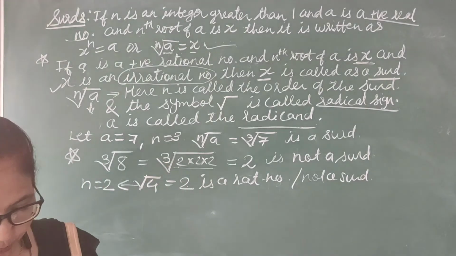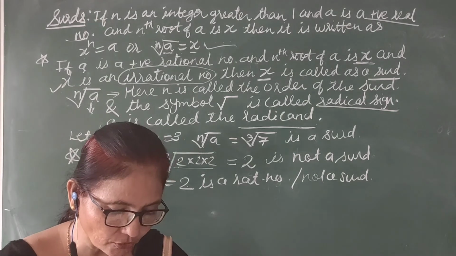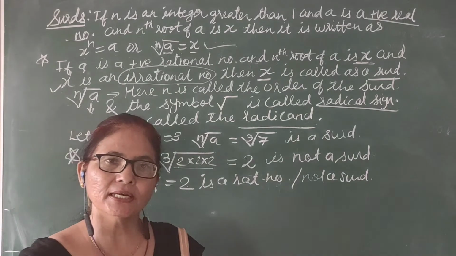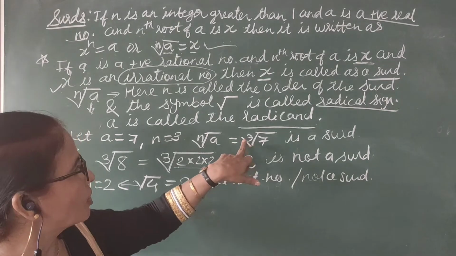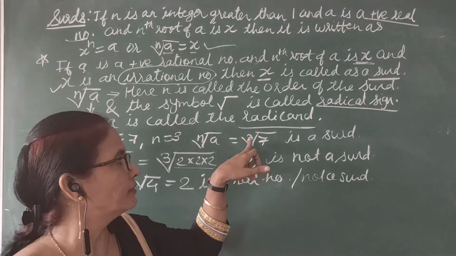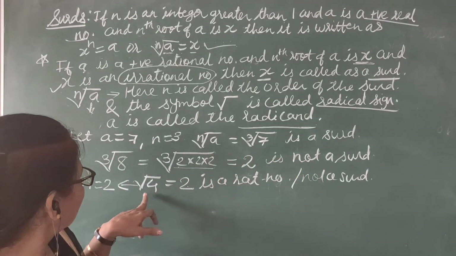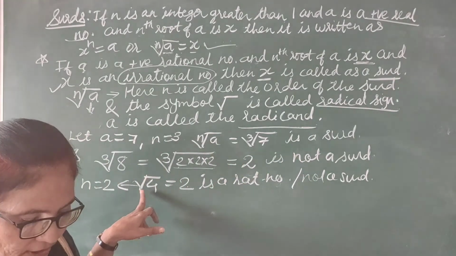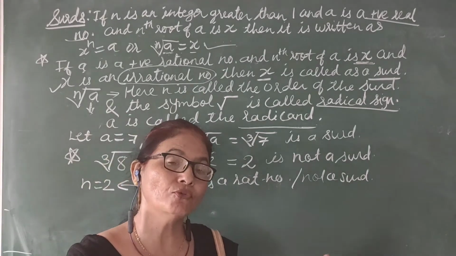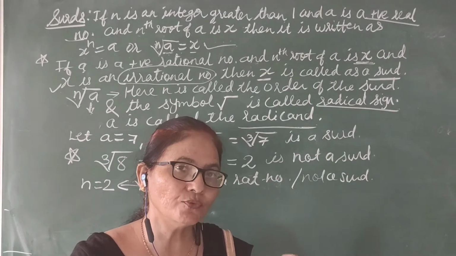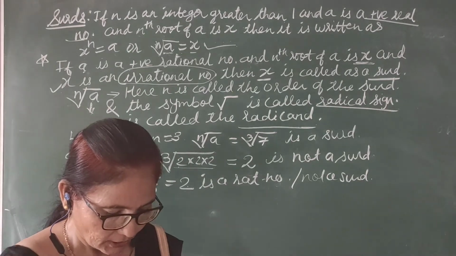As you can see, there is a question, exercise 2.3C, question number 1. State the order of the surds given below. In the first example, cube root of 7 is written. So what is the order here? 3. So you will write here, the order n is equal to 3. And suppose square root of 4 is given. Here the order is 2. Suppose fourth root of 6 is written. So this 4 is the order of the surd, that is n. In this way you can write the order of the surd.